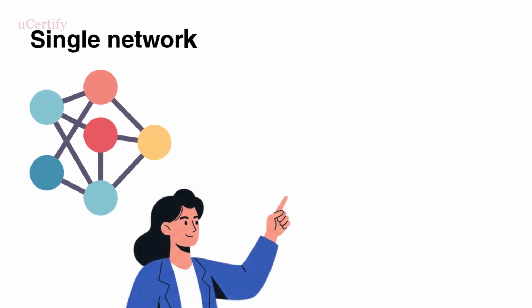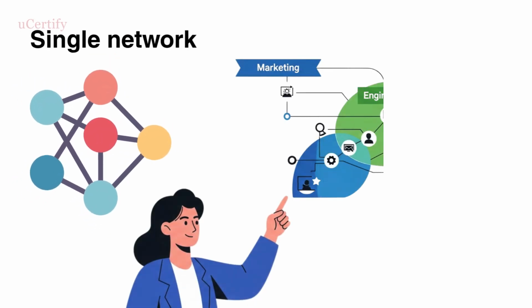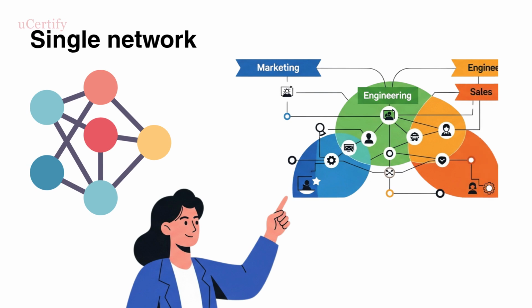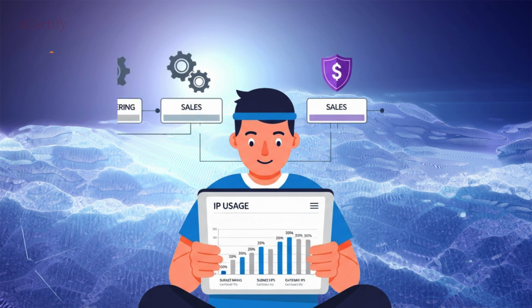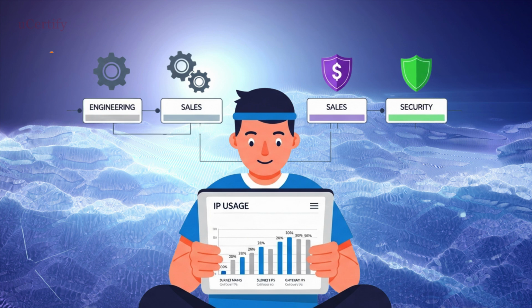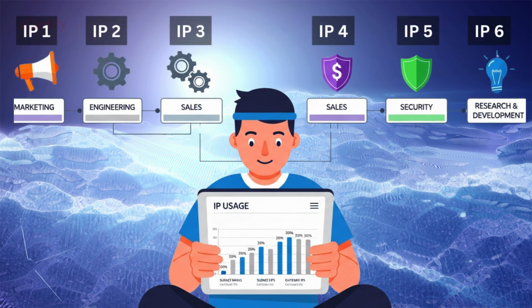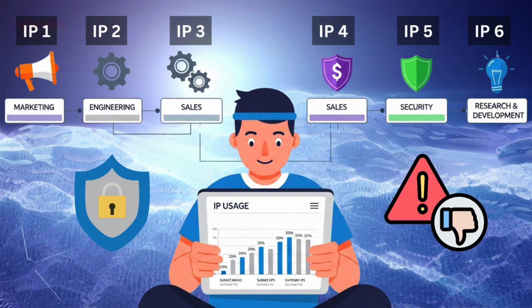Subnetting divides a single network into multiple smaller networks, each with its own IP address range. This maximizes IP address use and improves network performance. Consider a growing company where different departments need their own isolated networks. Subnetting allows the IT team to allocate IP addresses efficiently, ensuring each department has enough without wasting resources, leading to better security and easier troubleshooting.